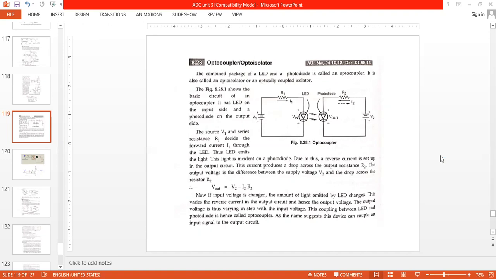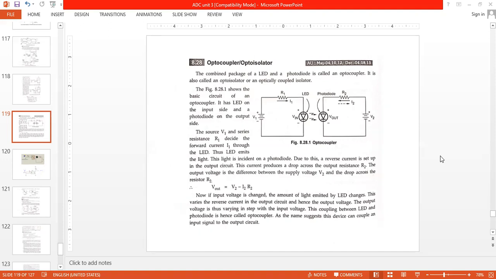Now, if the input voltage is changed, the amount of light emitted by the LED changes. This varies the reverse current in the output circuit, hence the output voltage. The output voltage varies in step with the input voltage. The coupling between the LED and the photodiode is hence called optocoupler. As the name suggests, this device can couple an input signal to the output circuit.